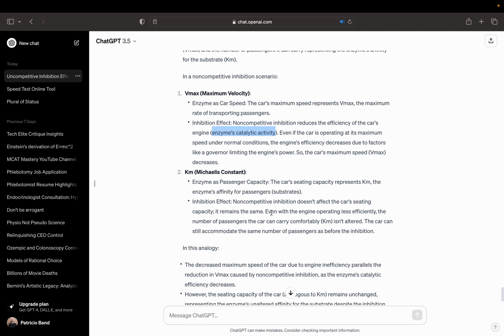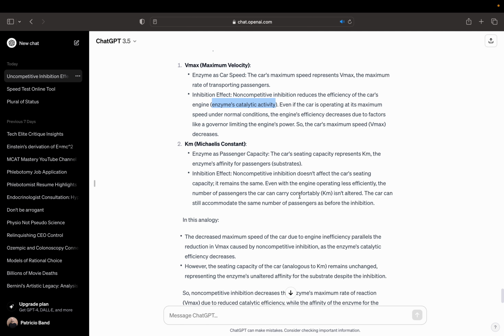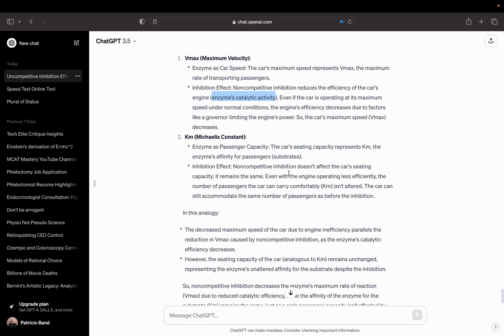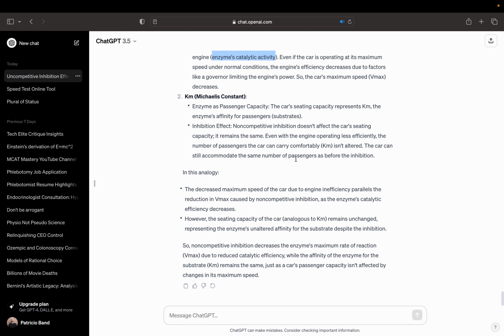Non-competitive inhibition doesn't affect the car's seating capacity. It remains the same. Even with the engine operating less efficiently, the number of passengers the car can carry comfortably isn't altered. So the car can still accommodate the same number of passengers as before the inhibition. The decreased maximum speed of the car due to engine inefficiency parallels the reduction in Vmax caused by non-competitive inhibition.